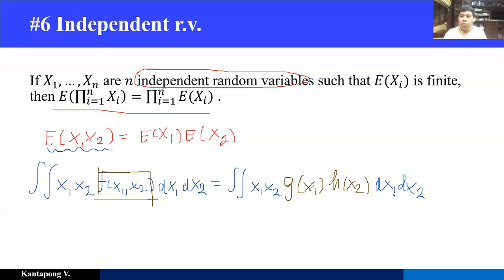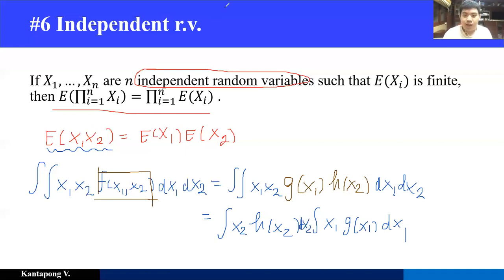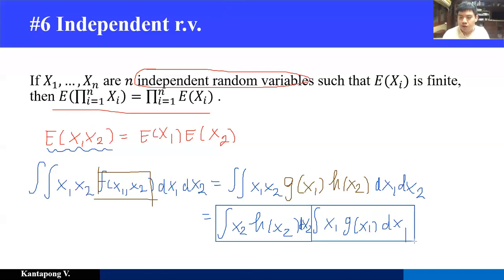Because in the inner loop we have x1, we are going to separate: x2 h(x2) and x1 g(x1) dx1. Since this one doesn't require x2 either, we can write the x2 here. It is actually these 2 terms here.